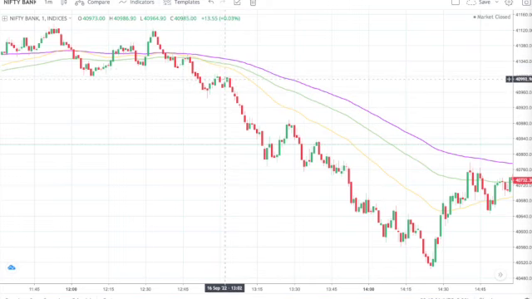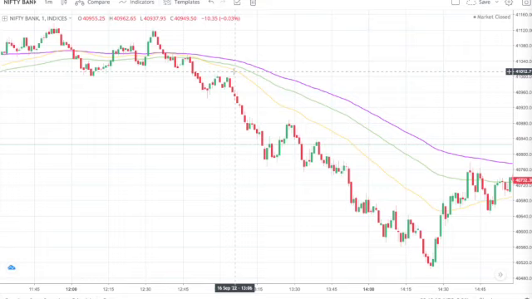If there is a pullback till near the 51 moving average and if there is a rejection candle, if you are seeing that at that time, you guys can also enter. The rejection candle for the short trade will be a red candle and for the long trade it will be a green candle.